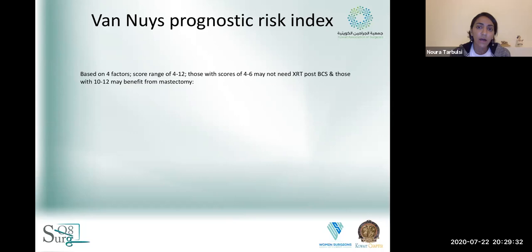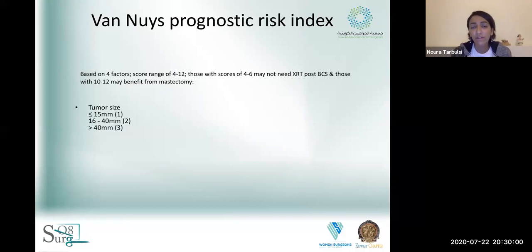biologically favorable disease, and their chance of having recurrence is already low. So there is a good chance that we could discuss with them omitting radiotherapy. Patients that have a very high Van Nuys prognostic index between 10 to 12, those are the patients that we would actually offer them a mastectomy, given that they have a very high chance of recurrence.